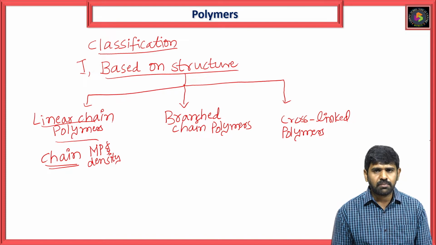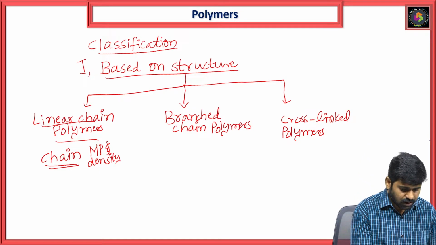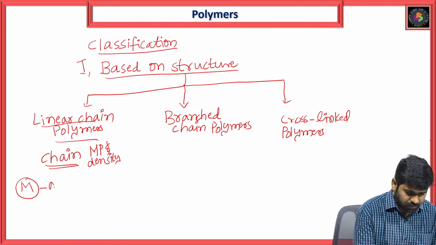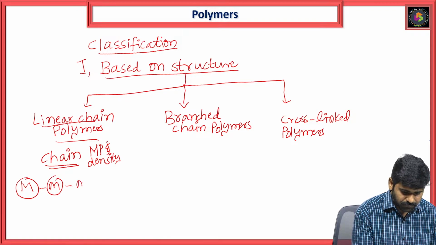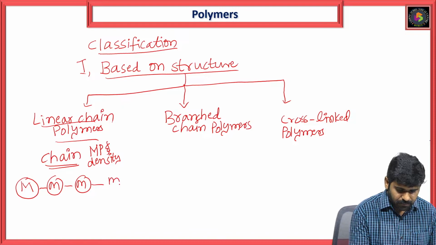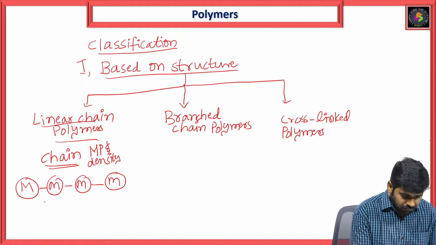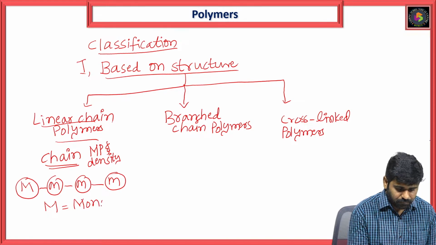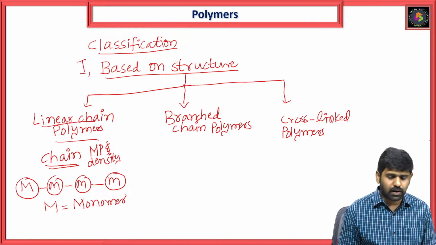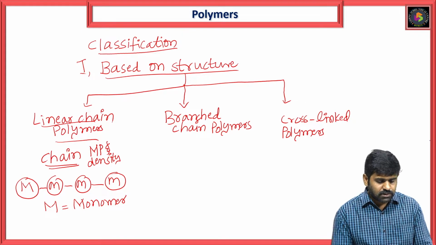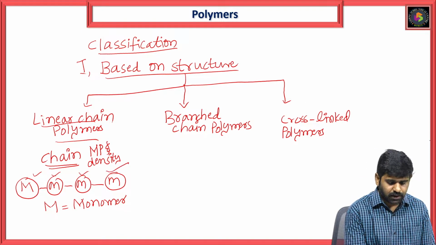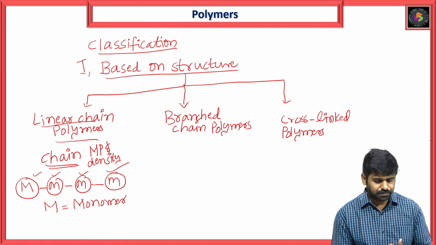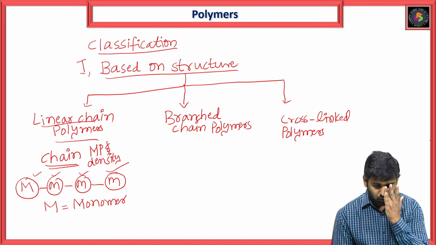So all the monomers are arranged in the form of a chain, where M is equal to monomer. These polymers possess high melting point and high density.